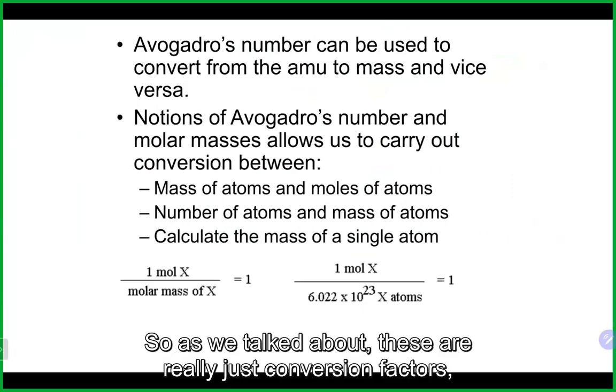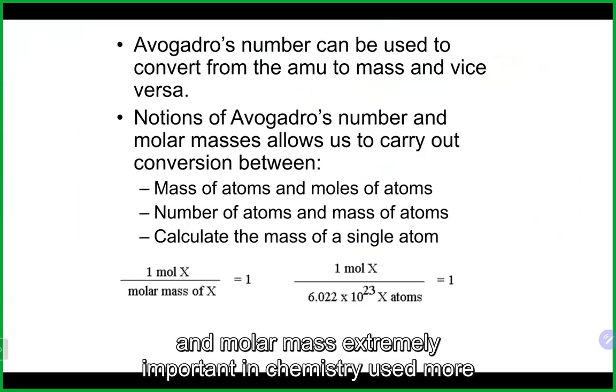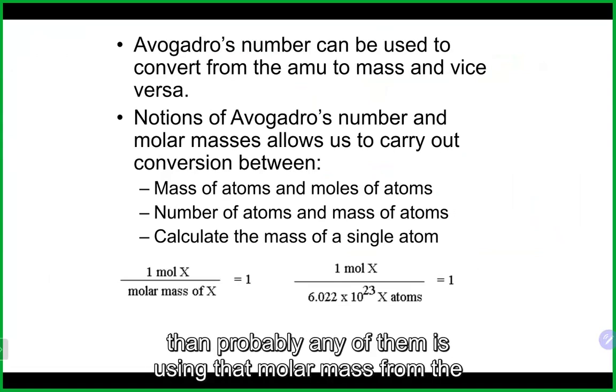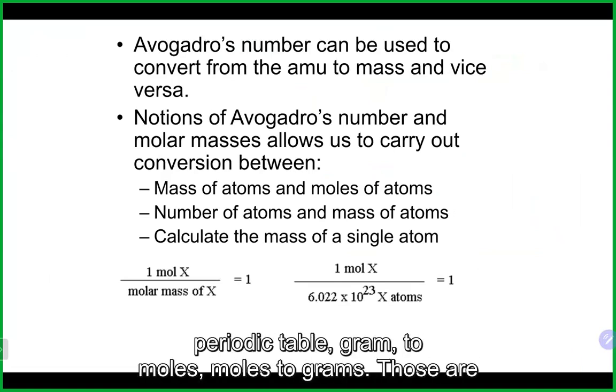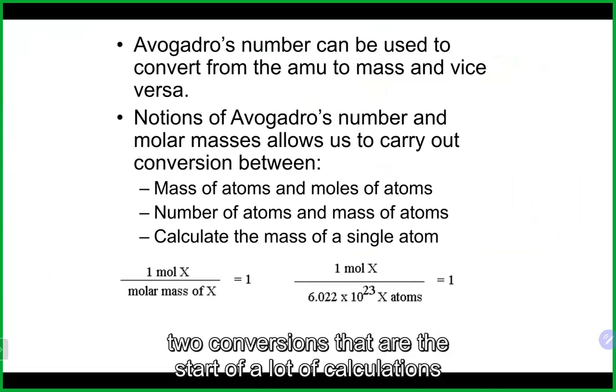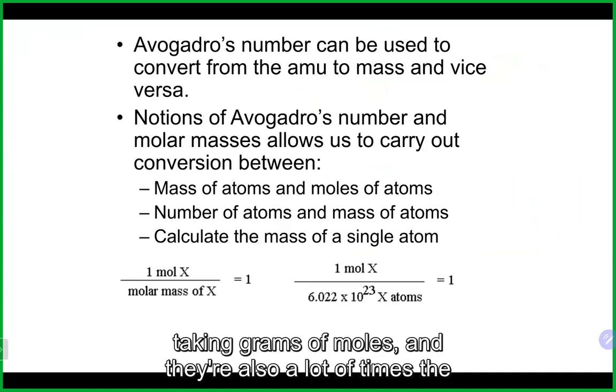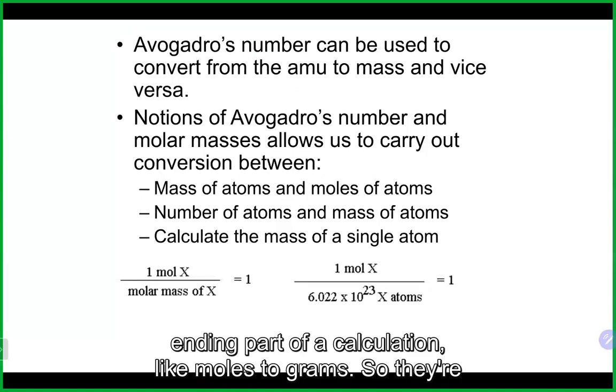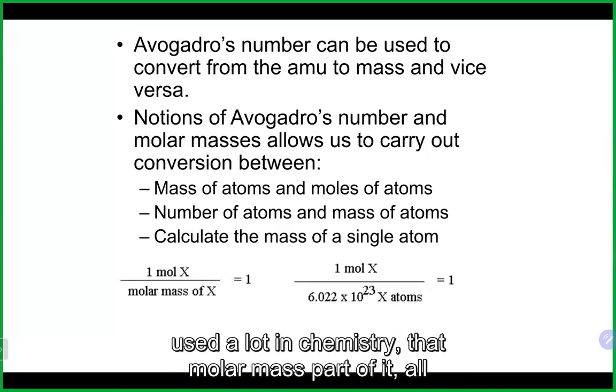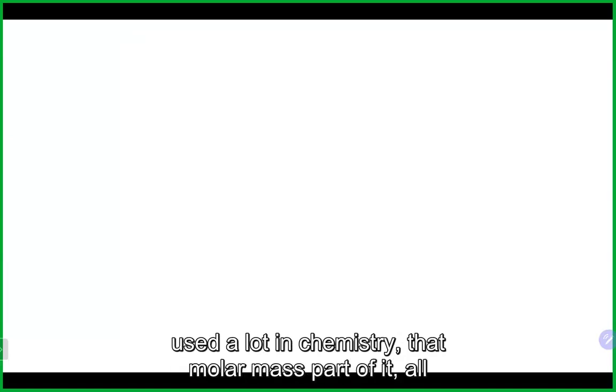So as we talked about, these are really just conversion factors, and molar mass, extremely important in chemistry, used more than probably any of them, is using that molar mass from the periodic table. Grams to moles, moles to grams. Those are two conversions that are the start of a lot of calculations, taking grams to moles, and they're also a lot of times the ending part of a calculation, like moles to grams. So they're used a lot in chemistry, that molar mass part of it.